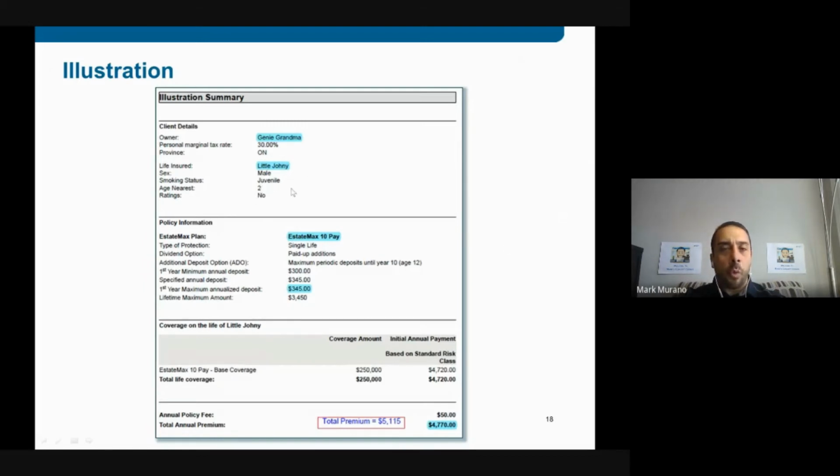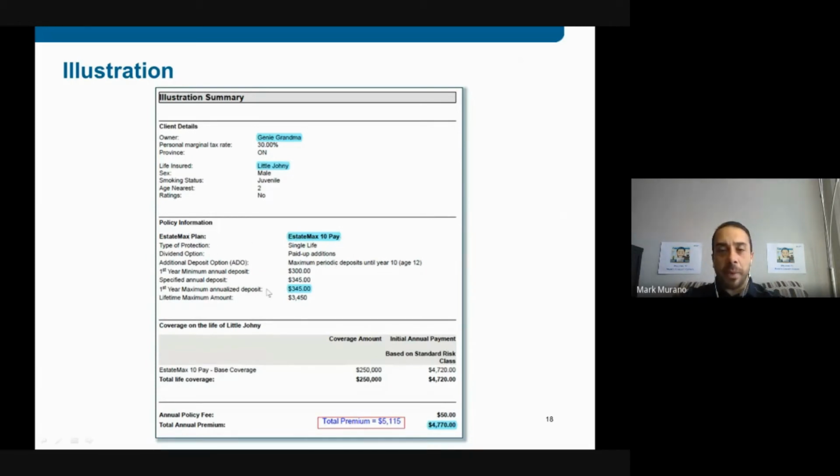A little note with Empire, a little competitive advantage you should all know as well. He's considered a juvenile now, but we automatically assume he's a non-smoker at 18, which is a big competitive advantage for Empire. We don't have to worry about smoking changes or status changes at age 18. Of course, if they are smokers, they must tell us. But if they're not, we automatically assume non-smoker at 18. So that's a nice little Empire advantage there.